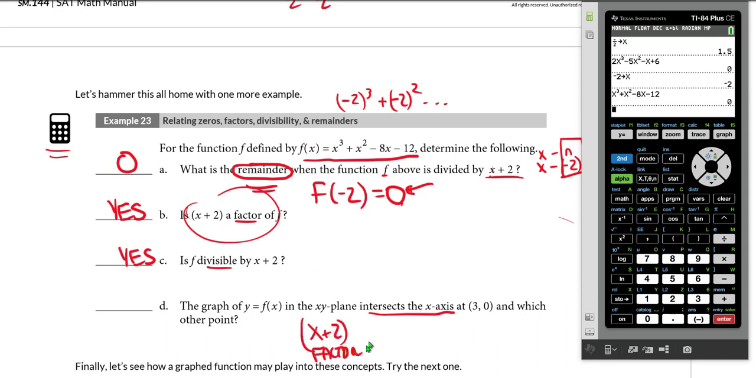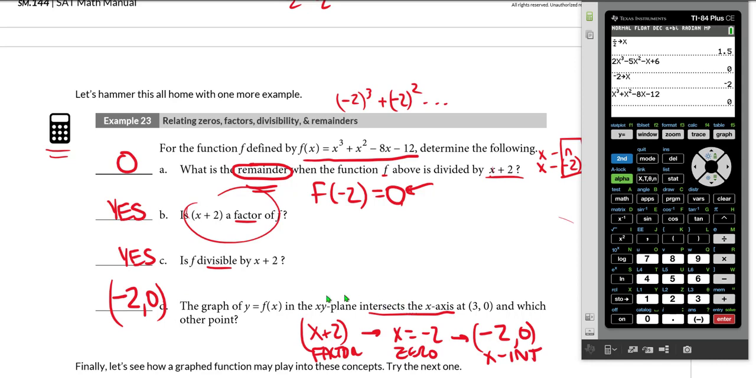then we also know that x equals negative 2 is a root or 0. And remember, roots or zeros are synonymous with x-intercept. So we know that this function will intersect the x-axis. It will have an x-intercept at negative 2, 0.